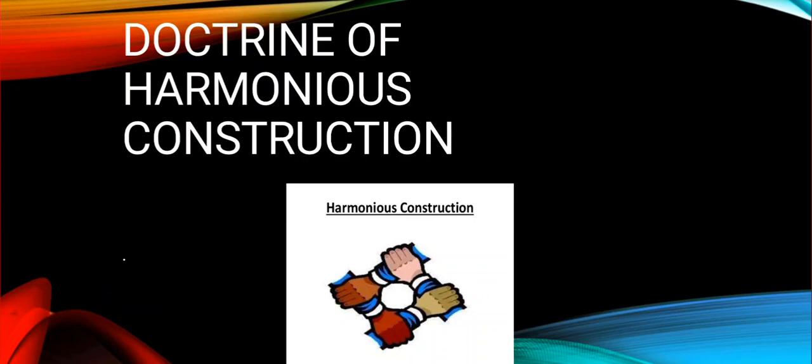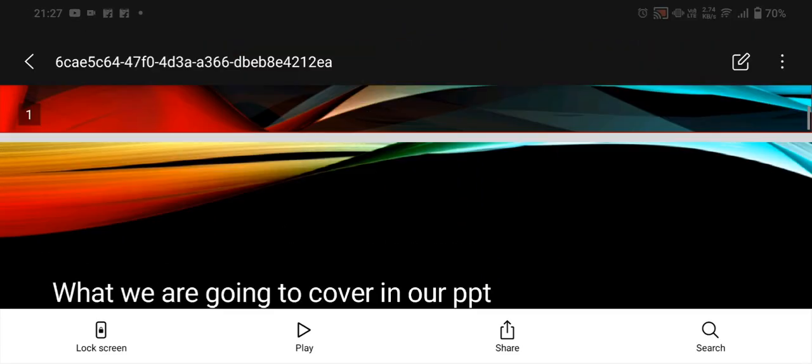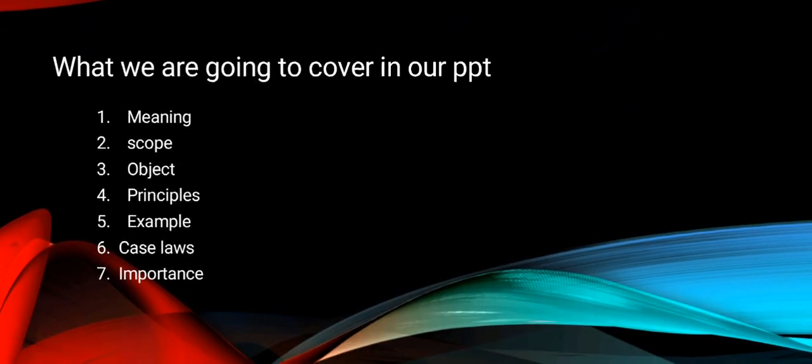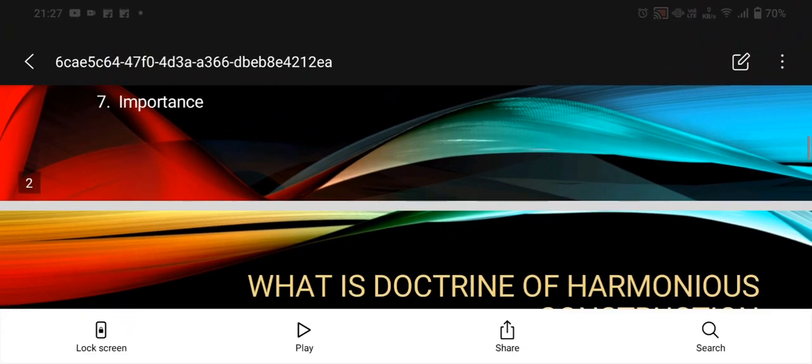Doctrine of Harmonious Construction. So today in this PPT, we are going to see what the Doctrine of Harmonious Construction is, its importance, and why it is implemented. What we are going to cover is written here: meaning, scope, principle, nature, object, examples, and case laws. Through all this, I'm going to explain what the Doctrine of Harmonious Construction is.